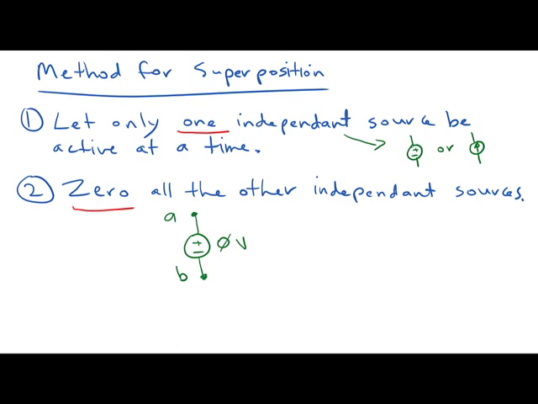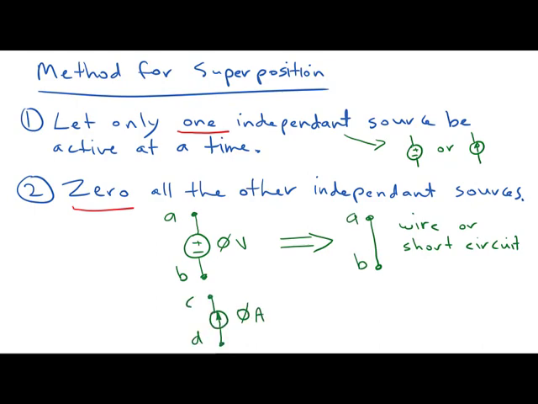just exactly the same as the shortcut method for finding the Thevenin resistance, a zeroed voltage source becomes a wire or a short circuit. Then, if we zero a current source, then we're making its value into 0 amps, and that becomes an open circuit. So this is just like how to find R Thevenin with the shortcut method.